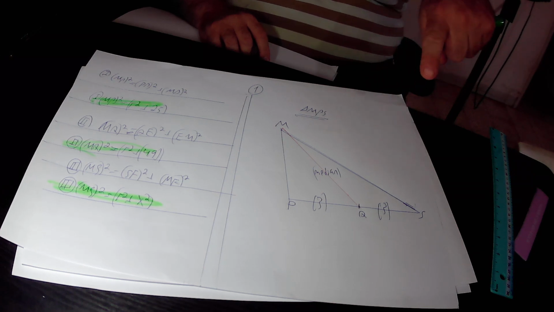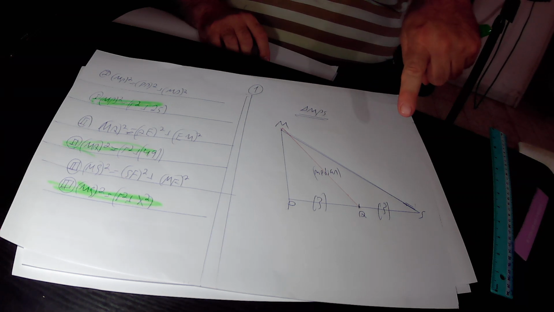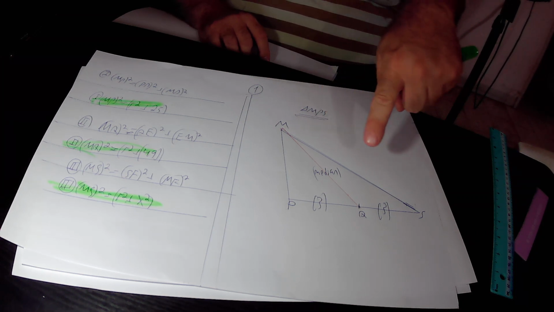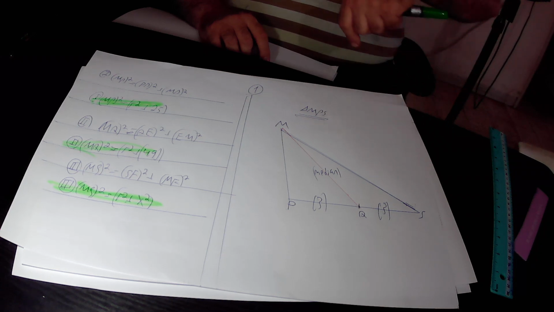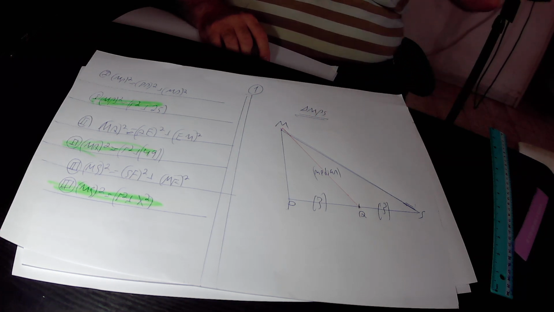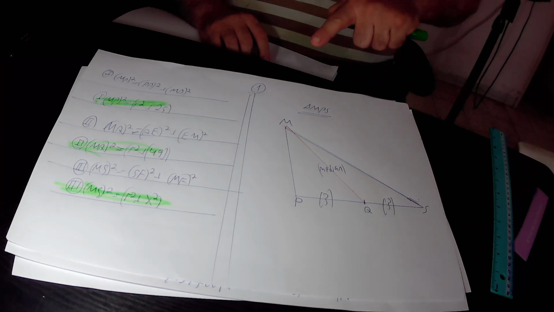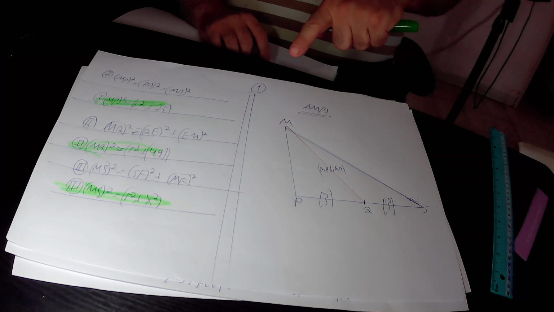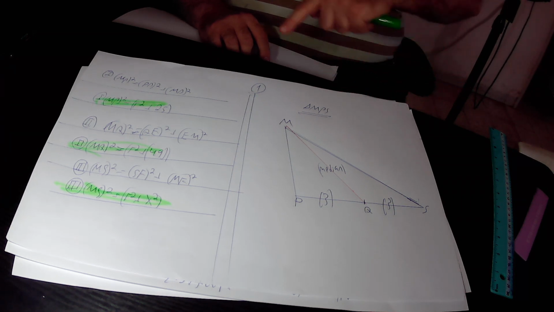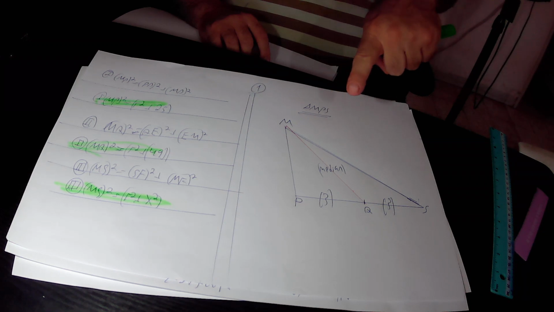At point Q, side PS has been bisected into two halves. The first half is PQ and the second half is QS. So the median MQ bisects the opposite side PS into two halves. But the question is, what is the length of the median MQ? So here we have a special formula that will help us to calculate the length of the median MQ.